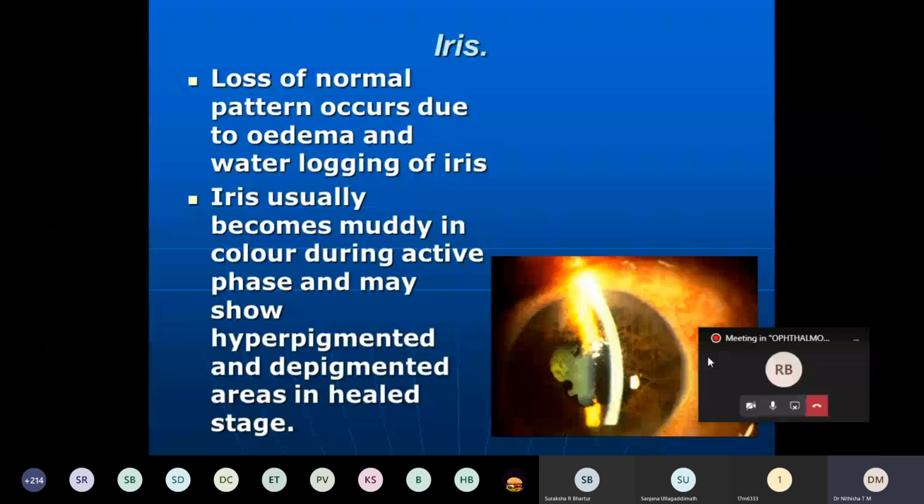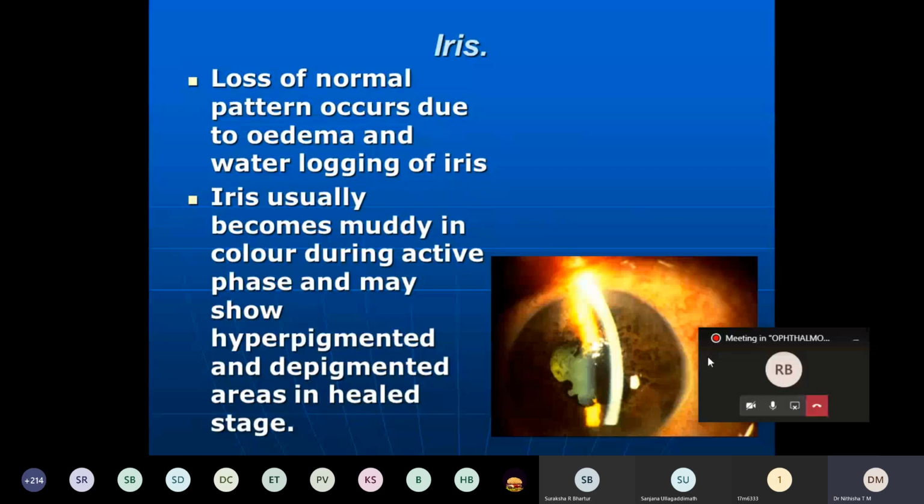Okay, in cases of active phase it may show this, and later on in long standing cases you can see there is loss of pigmentation also. There can be depigmentation, hypopigmentation. Okay, so in the iris you can see loss of normal pattern due to edema and waterlogging. It becomes more muddy in color during the acute phase and may show hyperpigmentation and depigmentation areas in the healed stage.